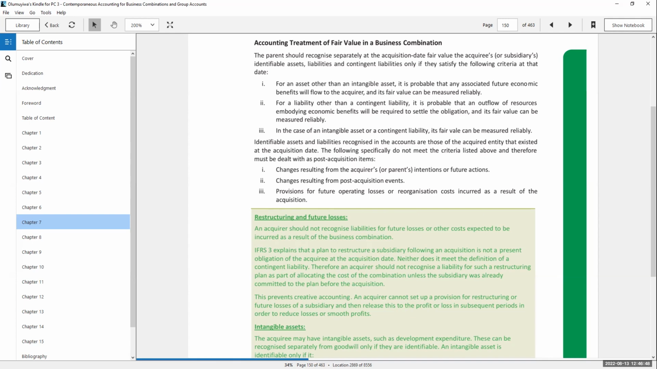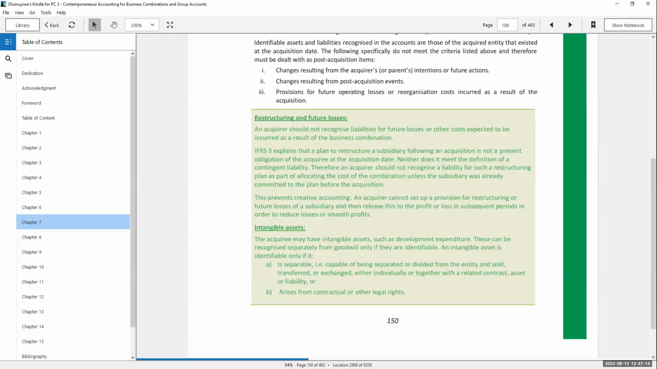Identifiable assets and liabilities recognized in the accounts are those of the acquired entity that existed at the acquisition date. The following specifically do not meet the criteria listed above and therefore must be dealt with as post-acquisition items. 1, changes resulting from the acquirer's or parent's intention of future action. 2, changes resulting from post-acquisition events. 3, provision for future operating losses or reorganization costs incurred as a result of the acquisition.